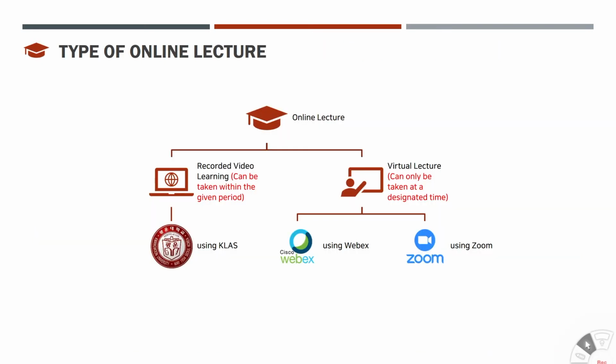These are the types of online lectures held for the fall semester of 2020. There are basically 2 kinds of online lecture. The first one is recorded video learning, and the second one is virtual lecture. Recorded video learning is conducted using the KLAS system. That means it can be taken within the period given by the professor. I'll explain the details later.